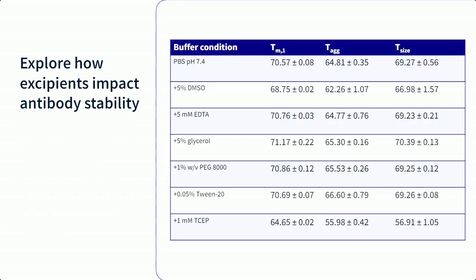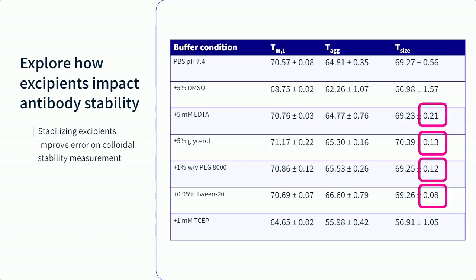Now, zooming back out to look at these values from all of the excipients we tested, let's look at the error we see in these measurements. If we look at glycerol and PEG, the stabilizing excipients reduce error in the light scattering measurements. This is a good sign that they're enhancing the stability and consistency of the antibody. We also see that a small amount of Tween helps reduce small aggregate formation and improves colloidal stability.